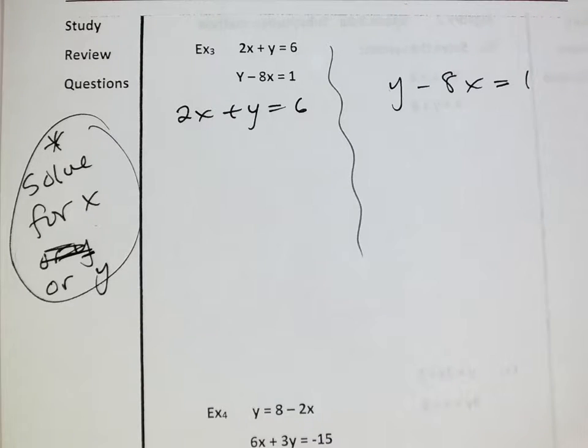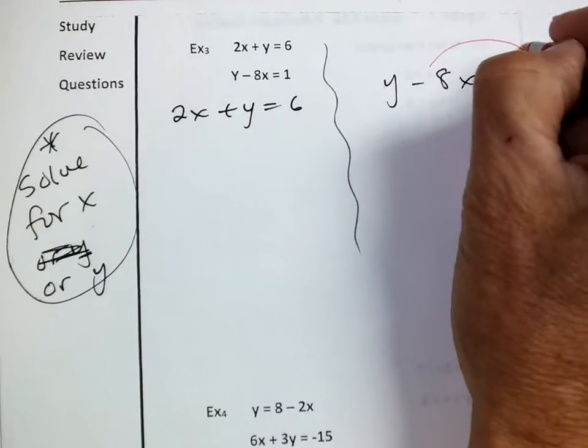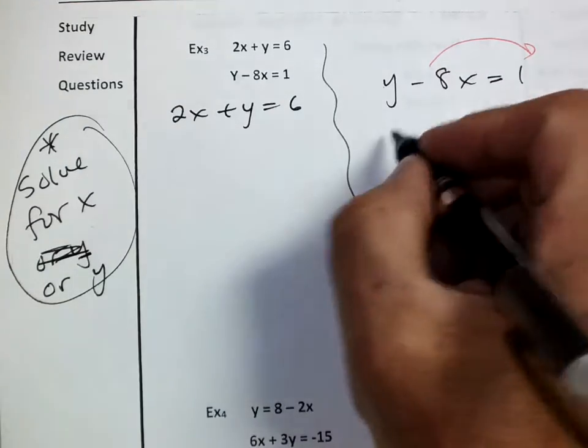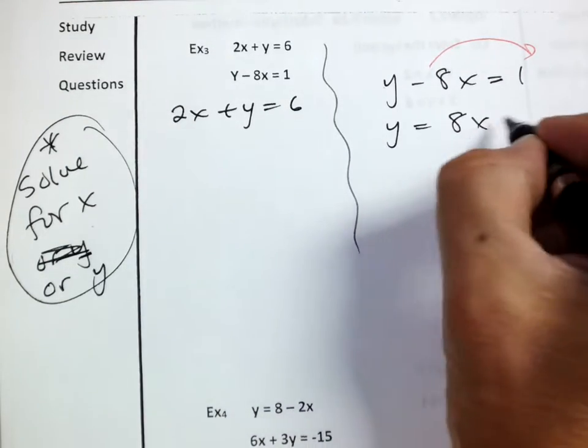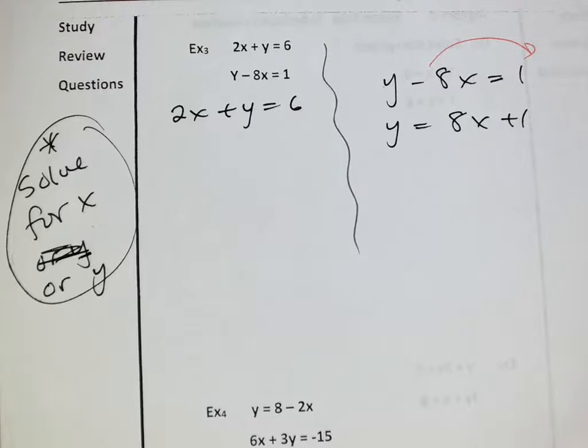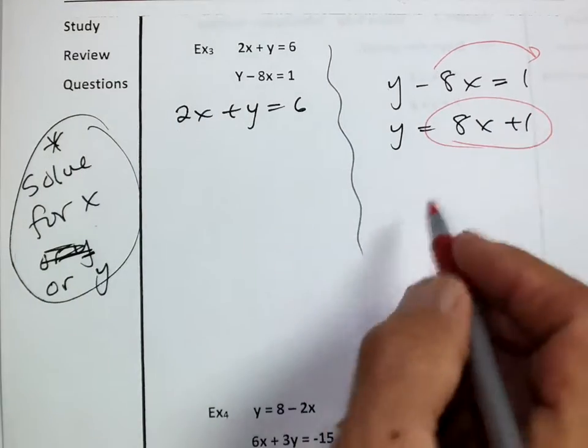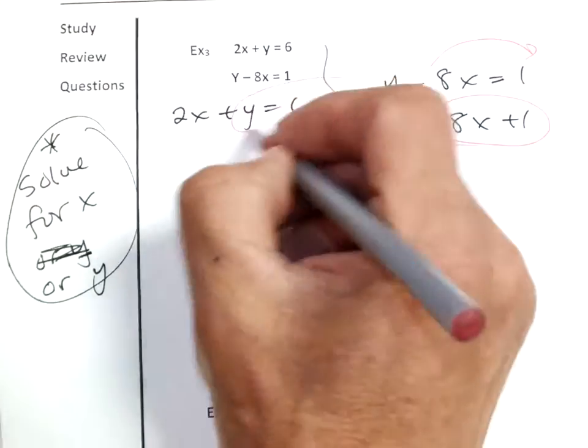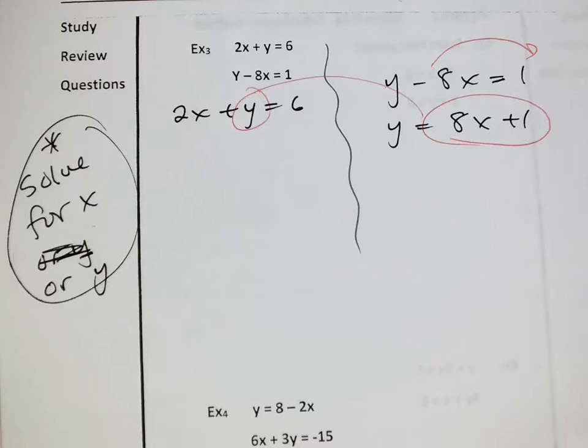So here's my idea. I'm going to bring the 8x over, and I'm going to have y equals 8x plus 1, because I added the 8x, right? Just add the 8x, so it brings it over. Now, when it comes to substituting, I can put this 8x plus 1 over here, right? You can substitute either side. As long as you have something equal, you can plug it in, or substitute it in, okay?